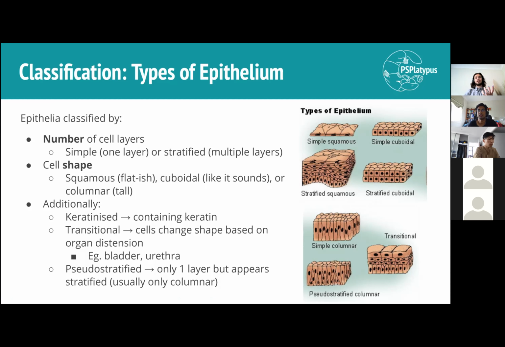And you also have pseudostratified. So you can see it's only one layer, but it appears like it's multiple layers. And you can see that here, this pseudostratified columnar epithelium. You can see there's actually only one layer, and that's usually the case with columnar cells. You don't really see pseudostratified with other types, in my experience.